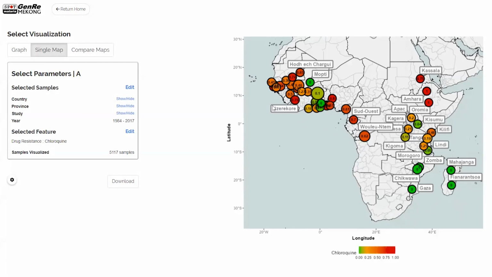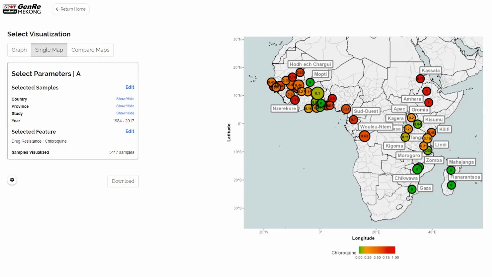So as you can see in West Africa, there's high resistance region-wide, except for this small pocket of chloroquine-sensitive samples or chloroquine-sensitive sites. On the other hand, there's East Africa, which displays a gradient of chloroquine resistance from high resistance in the north, and as you move southwards, resistance gradually declines until there is no resistance detected in the south of East Africa.